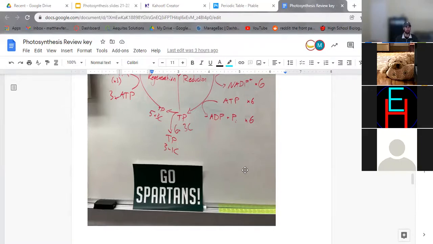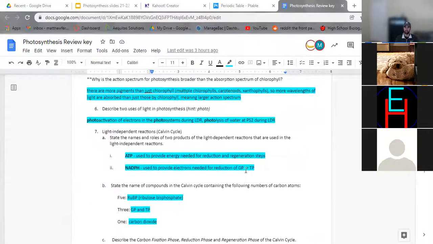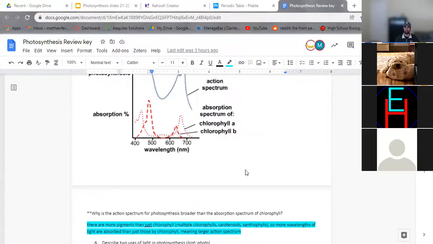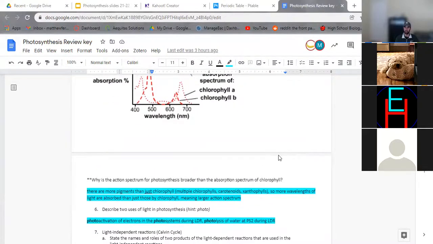For number 5, the question asking why the action spectrum is broader than the absorption spectrum, are you able to go over that a little bit? Sure.